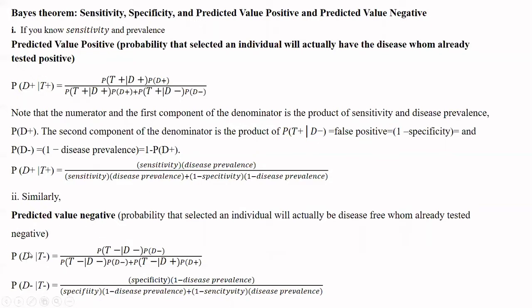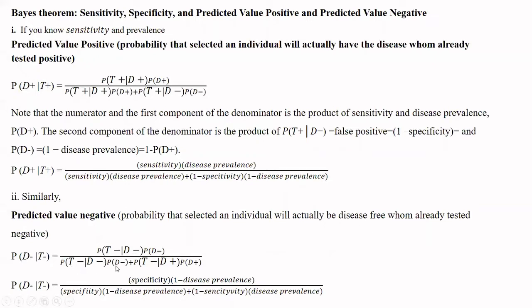The probability that the selected individual will be in a disease-free condition, given that the individual already tested negative. So you can write the Bayes theorem: probability of T minus given D minus, that is nothing but the specificity of the test. That is, the test is negative, given the individual does not have the disease. Okay, this is the specificity, and probability of D minus is 1 minus the prevalence rate.